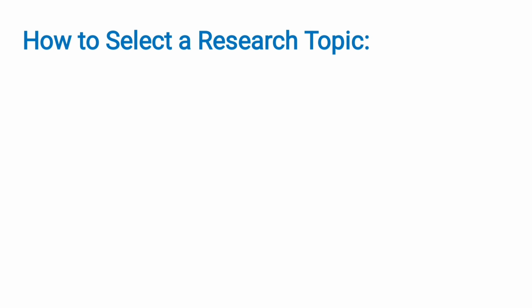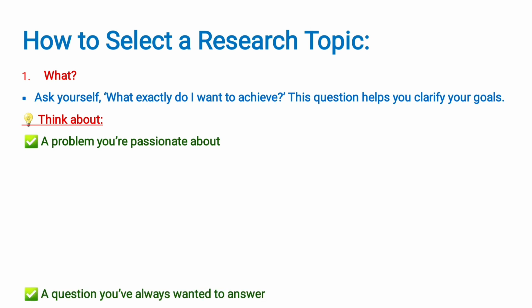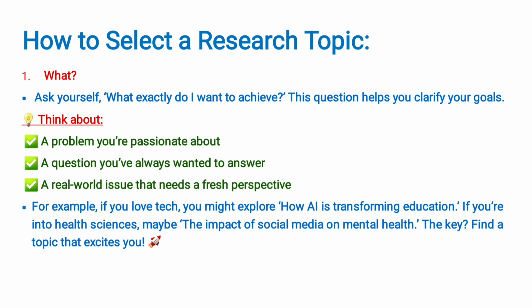Before selecting a research topic, first ask yourself, what exactly do I want to achieve? This is where you define the big idea behind your research. Think about a problem you are passionate about, a question that you have always wanted to answer, and a real-world issue that needs a fresh perspective. For example, if you love tech, you might explore how AI is transforming education. Or if you are in health science, maybe the impact of social media on mental health. Here, the key is to find a topic that excites you.